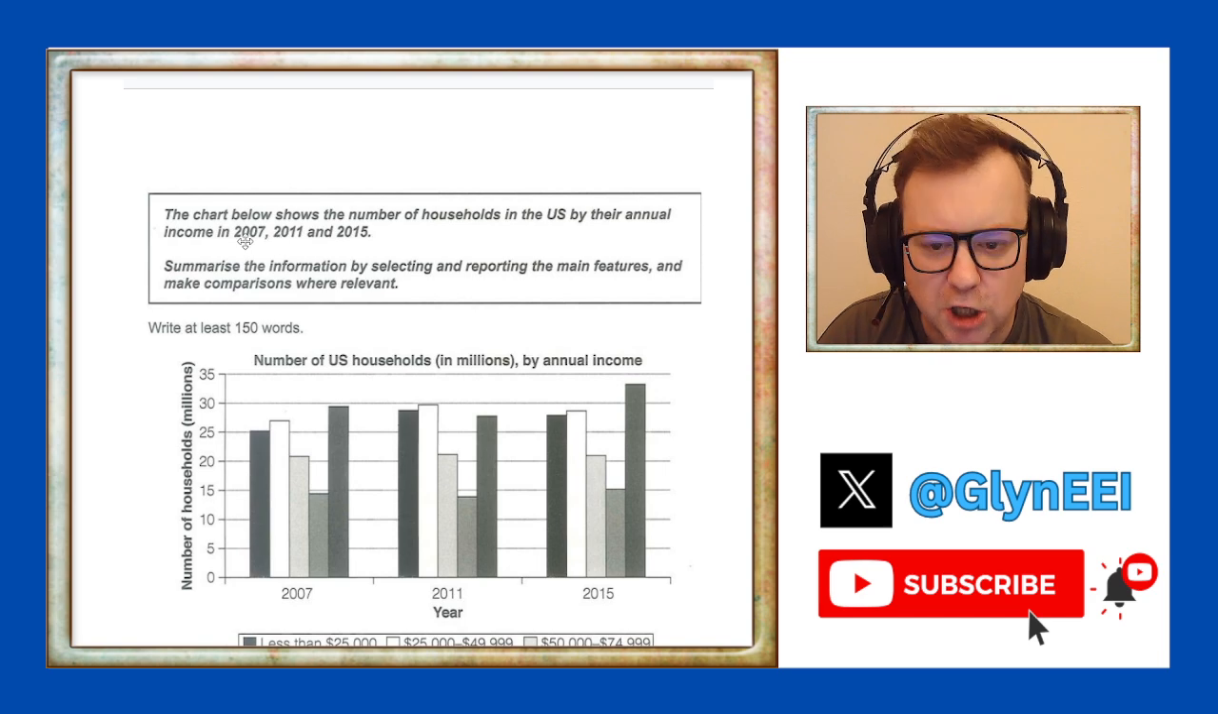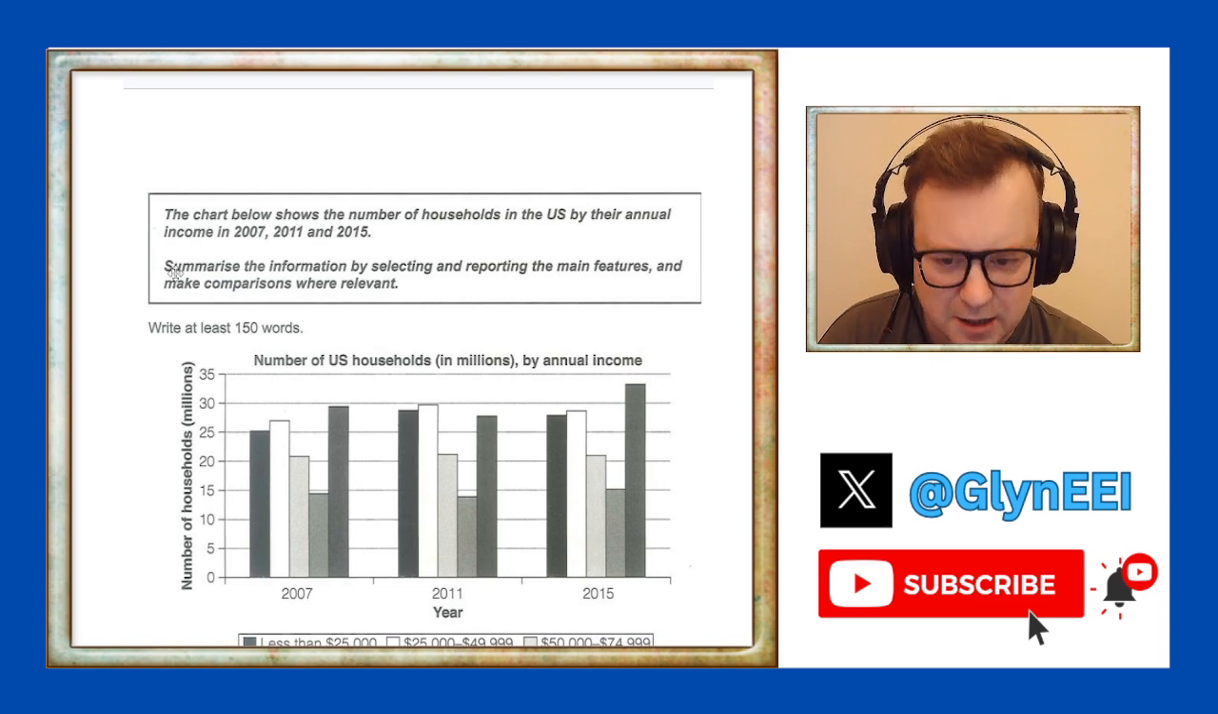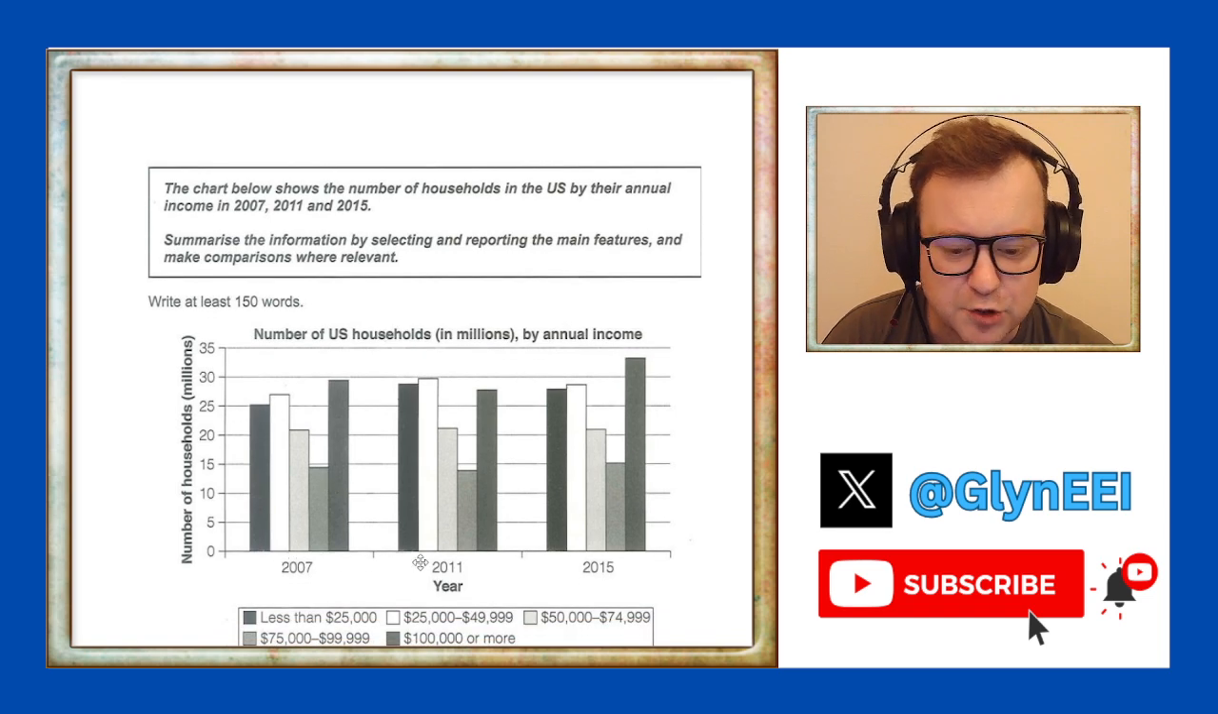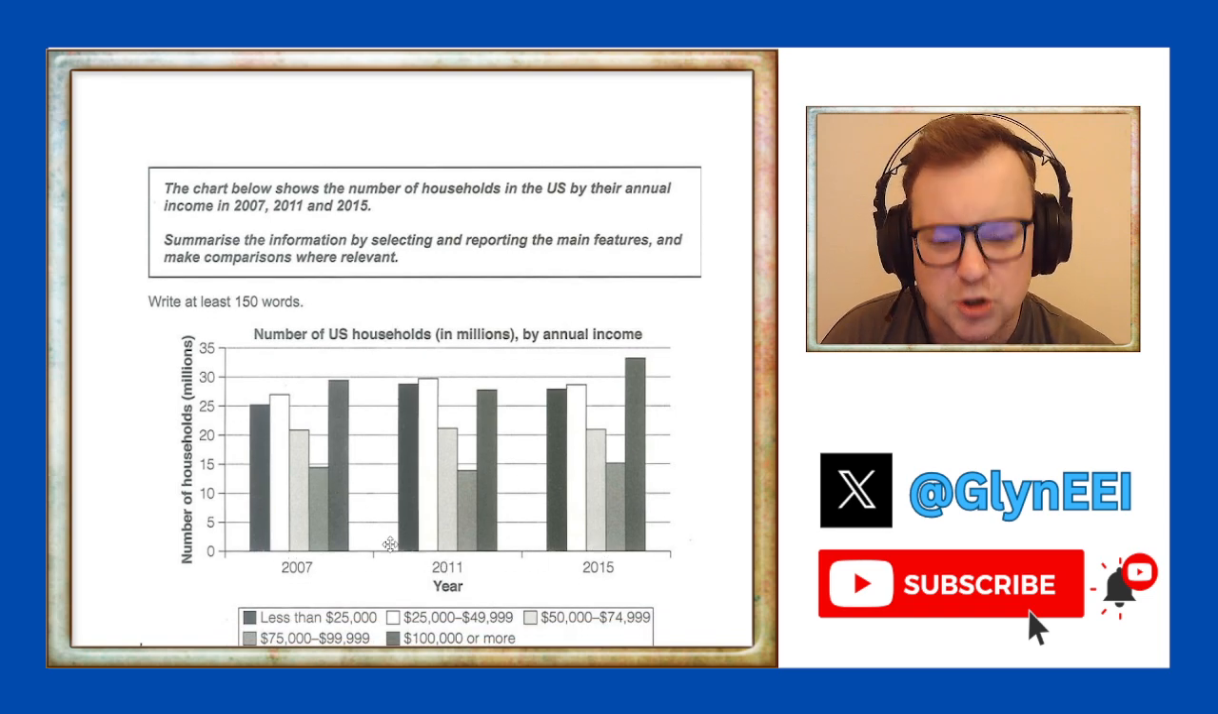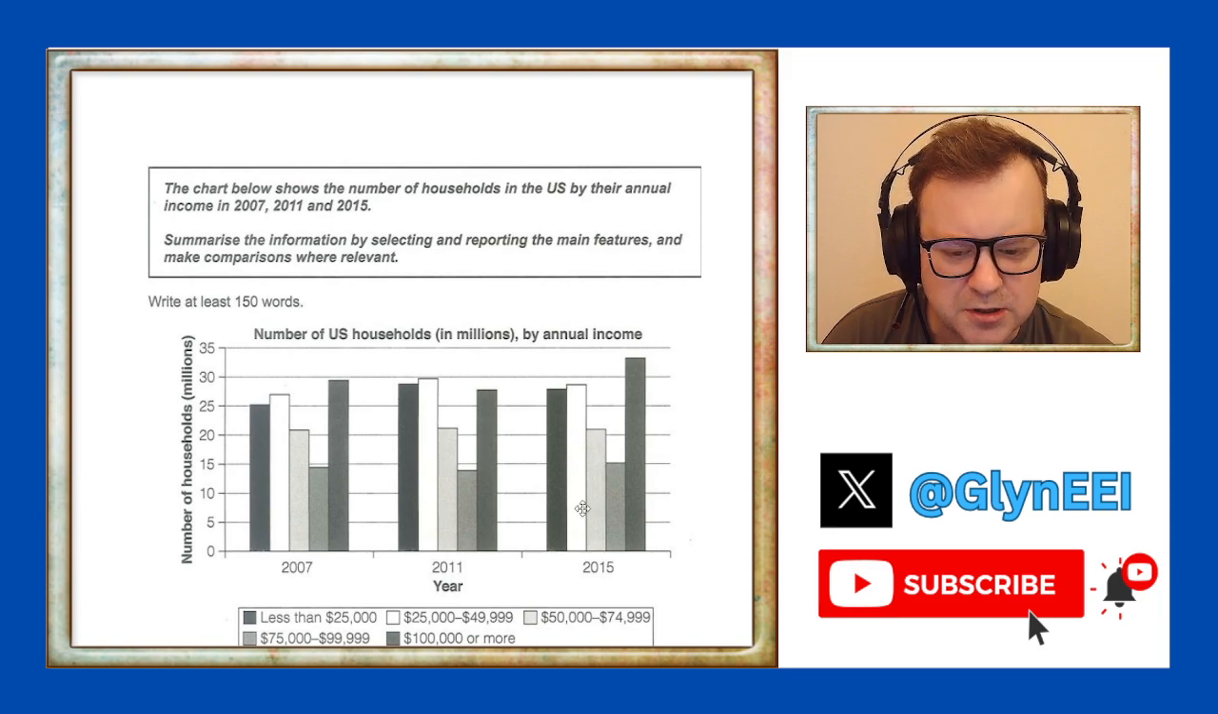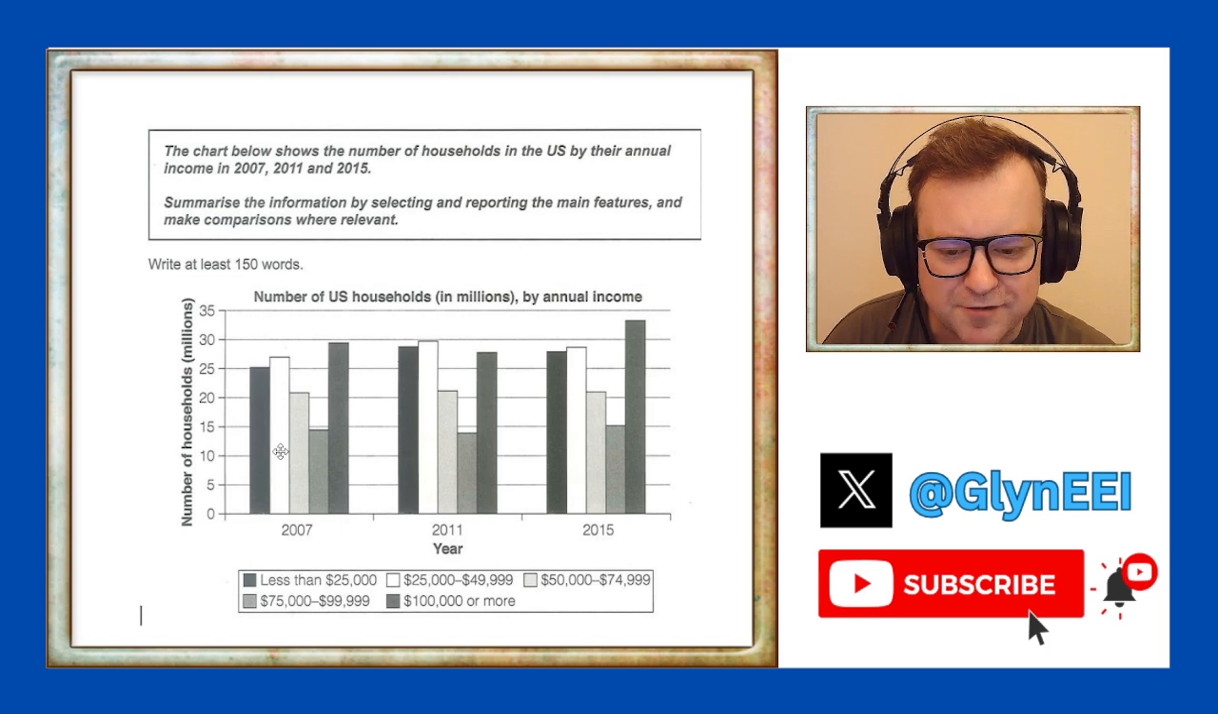So the chart below shows the number of households in the US by their annual income in 2007, 2011 and 2015. And the second part always stays the same. Summarize the information by selecting and reporting the main features and make comparisons where relevant. So is it relevant to make comparisons here? Yeah, because we have 2007, 2011 and 2015. So certainly we can make comparisons between the years. We can also make comparisons between these 5 different things.